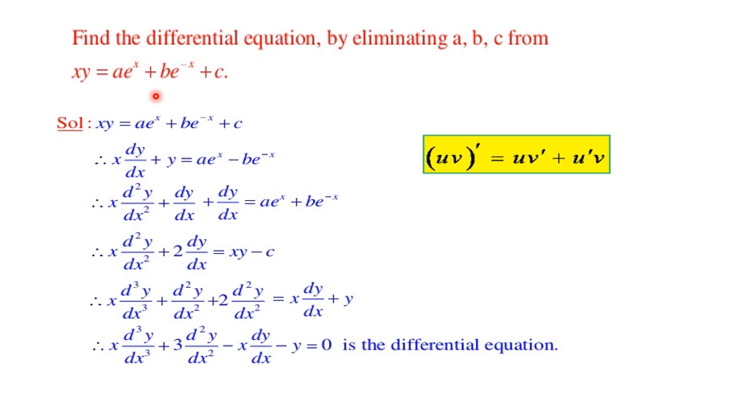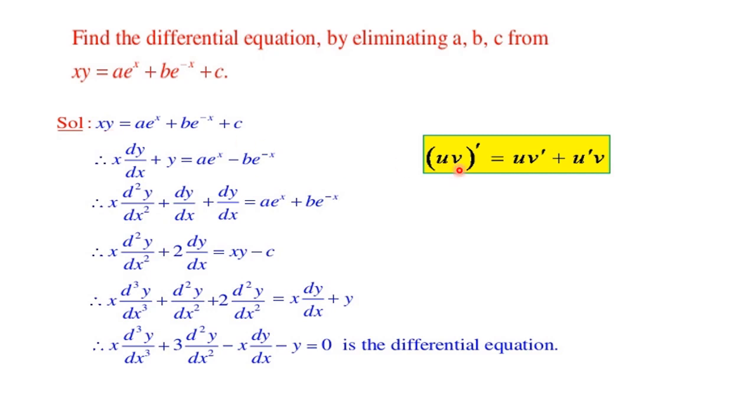Again, a and b are the constants. See here, xy is equal to this equation. So, differentiate it. When we differentiate this equation by taking a, b, c as constants, you know that here x is a variable, whereas y is again a variable. When we have differentiation of two variables, we have to apply the formula on that.